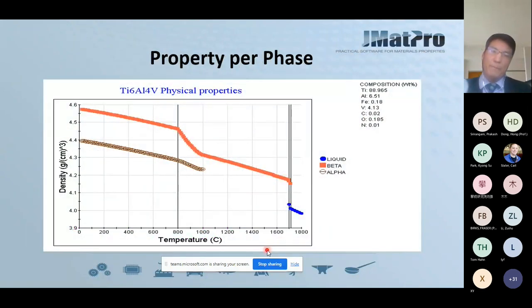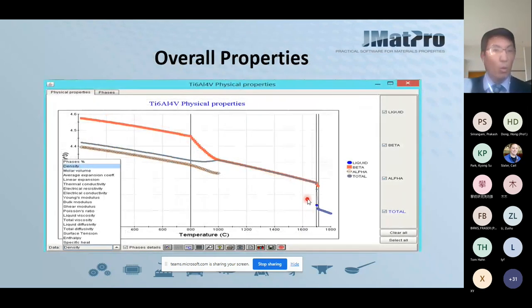For instance, using the titanium 64 as an example again, you can calculate the density of the alpha phase, of the beta phase, and of the liquid phase. Based on this kind of property-per-phase information, you get the overall properties, which is the gray line here over the whole temperature range. So these are essentially how the physical or thermophysical properties listed here can be calculated with this extended CALPHAD approach.